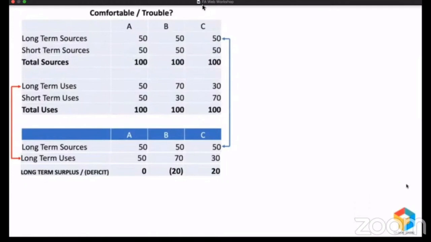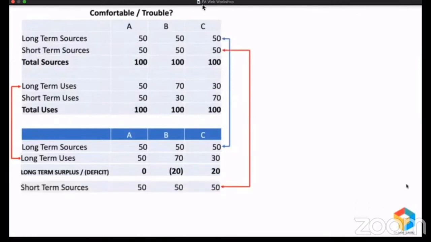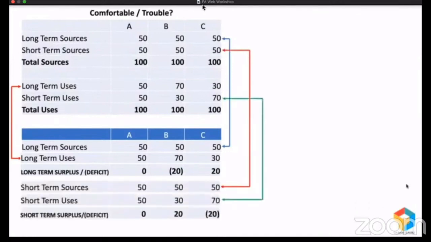And now let me take short-term sources. I'll compare that with short-term uses. And let's see what is the position. For company A, obviously no surplus, no deficit. But company B, they raised a short-term fund of 50 and used only 30, they had a surplus of 20. And company C, they raised only 50, they've used 70, they had a deficit. So it might look like company C is in trouble because they had a deficit and company B is comfortable because they had a surplus, but that's not the understanding.